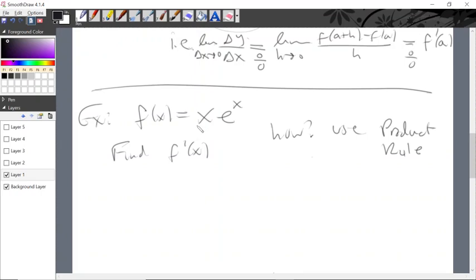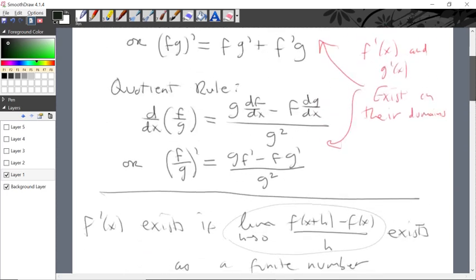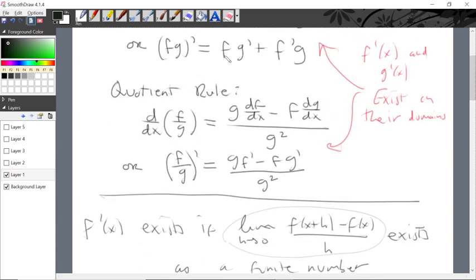So we have two functions here. The first function is y equals x. The second function is y equals e to the x, for example. So this is a product of functions. So f prime of x, our product rule. You can commute these terms. It doesn't matter. Each of them are mixed terms.